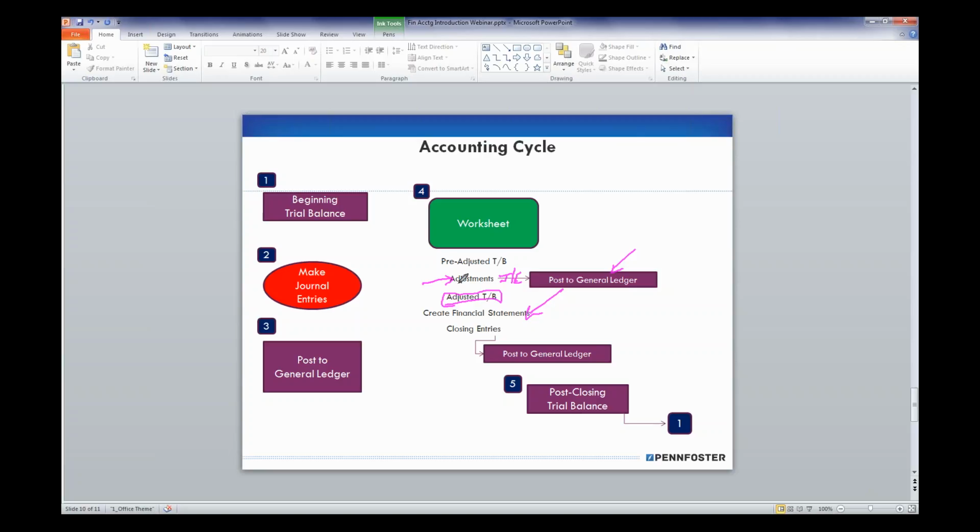So let's just back up one quick second and talk about what the accounting equation is. The accounting equation is our assets, which equal our liabilities plus our equity, okay? And they're shown on the balance sheet. Our revenues and our expenses are shown on the income statement.